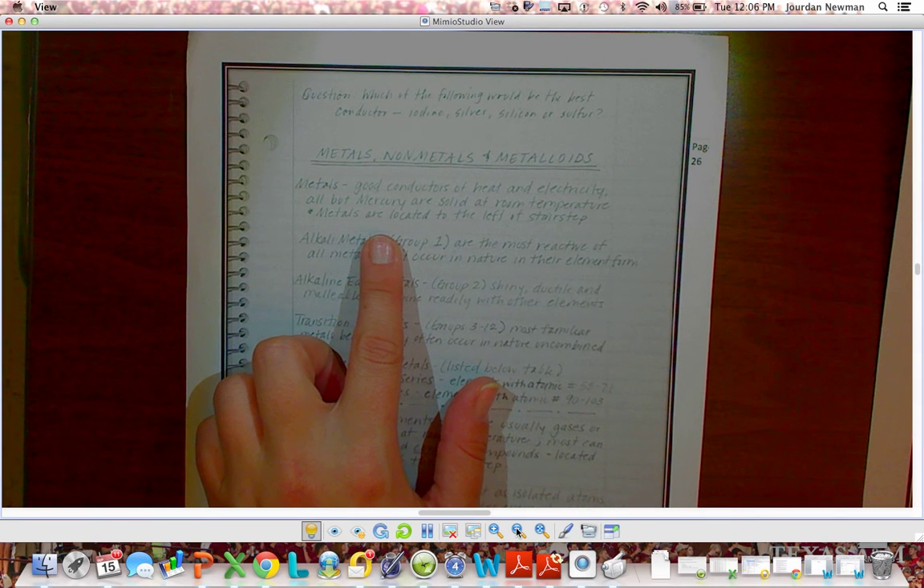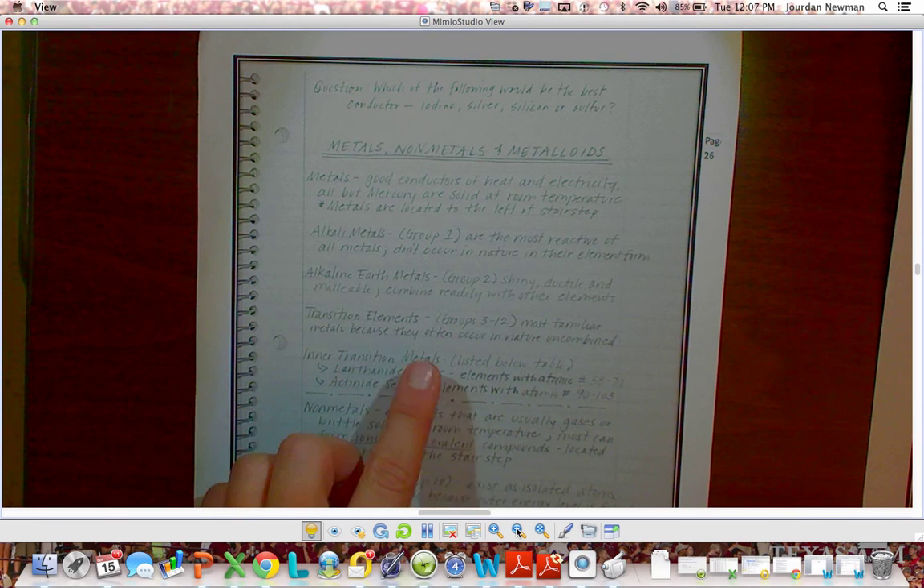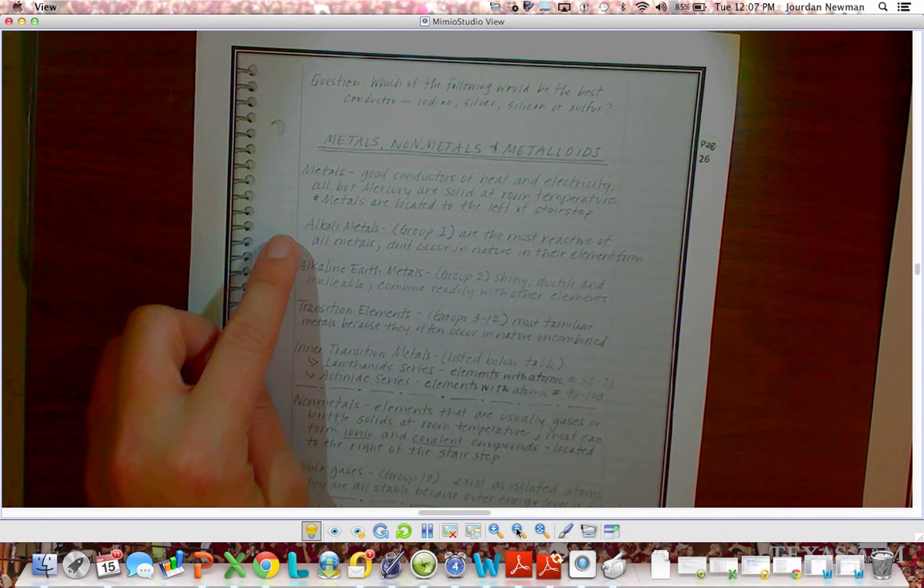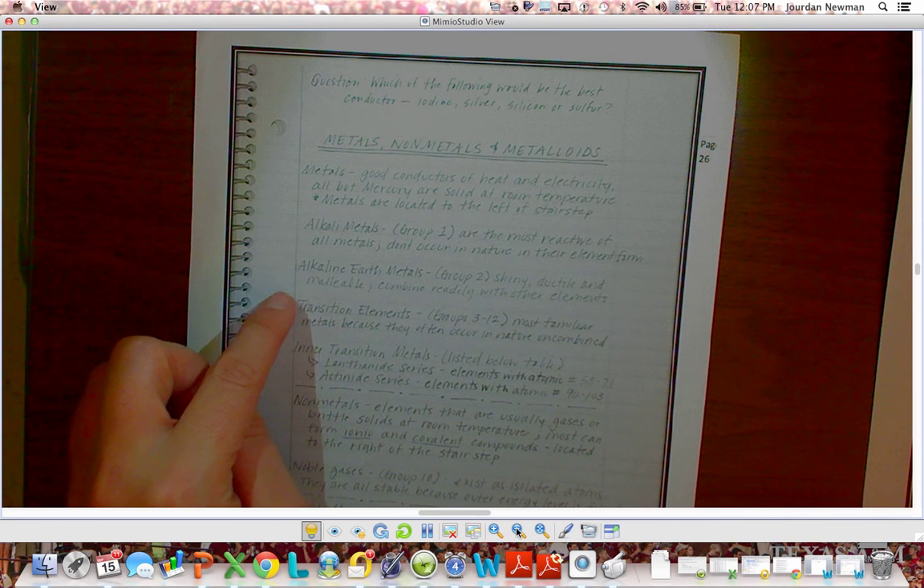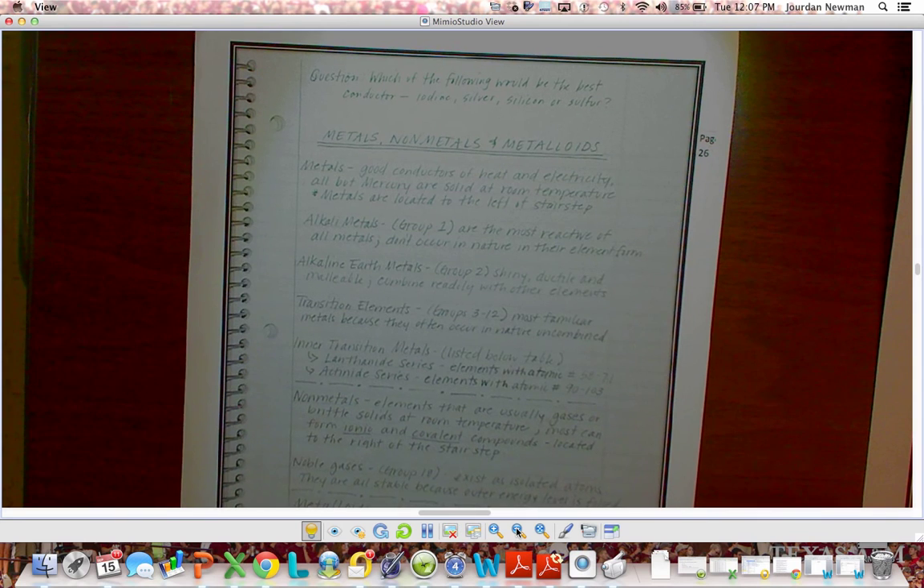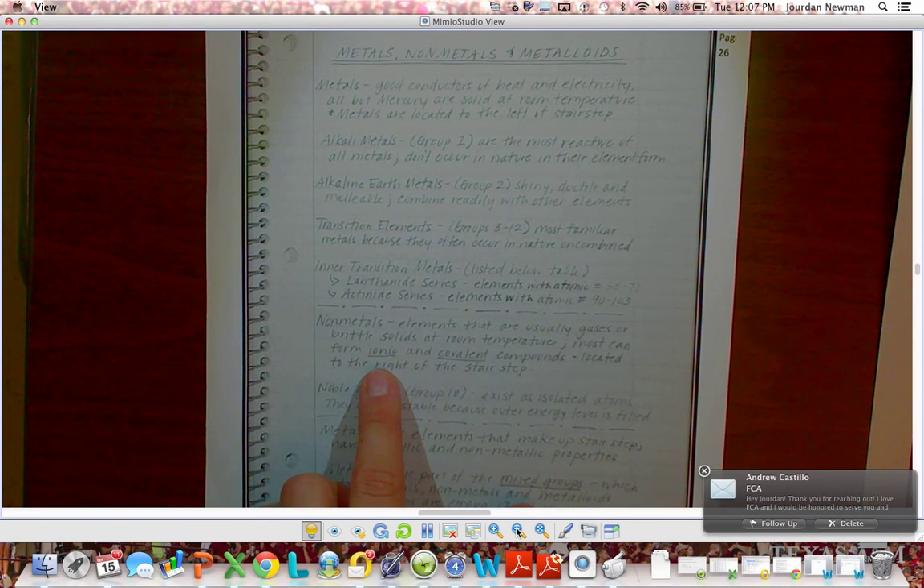Okay, so you need to focus on the characteristics. Our metals are good conductors of heat and electricity. Here are different types of metals. Group 1 is our alkali. Group 2 is our alkaline. And groups 3 through 12 are our transition metals that I've already talked about before.